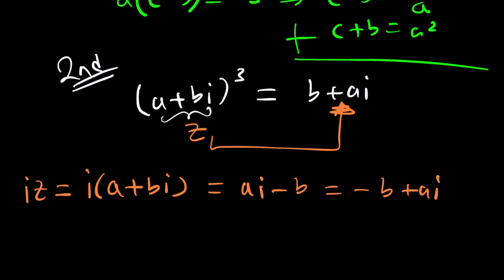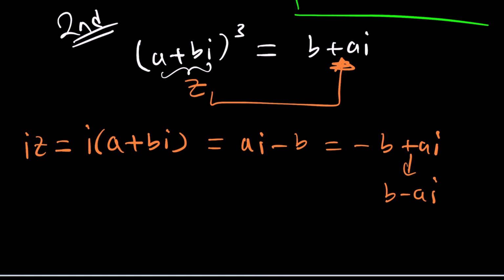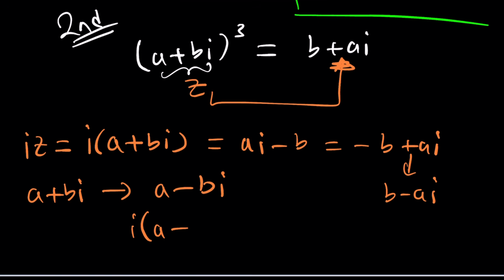So conjugation will do it, right? If you conjugate this, you're going to get b minus ai. But then you want the conjugate of that, right? So you negate and then conjugate. Does that make sense? So maybe we should do this. How about conjugate a plus bi, which is a minus bi, and then multiply by i. So this is z bar, this is i z bar, which is ai minus bi squared, which is going to be a plus b, which is b plus ai.